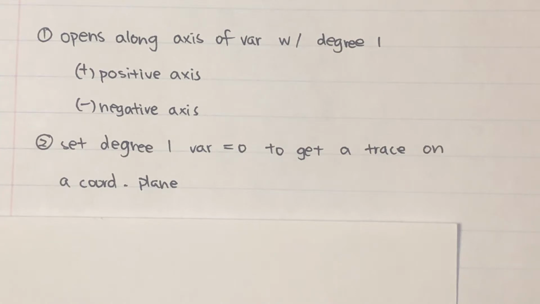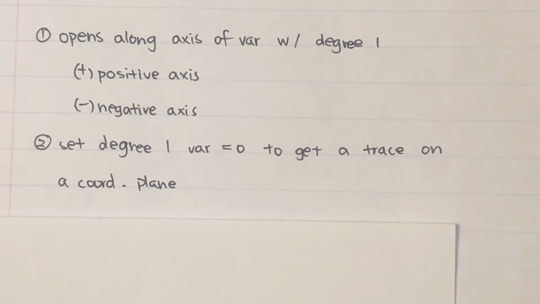Here is the method of how we solve the problems related to elliptic paraboloid. First, the paraboloid opens along the axis of the variable with degree 1. When it is positive, it opens along the positive axis. When it is negative, it opens along the negative axis. And secondly, we set the degree 1 variable equal to 0 to get a trace on the coordinate plane.